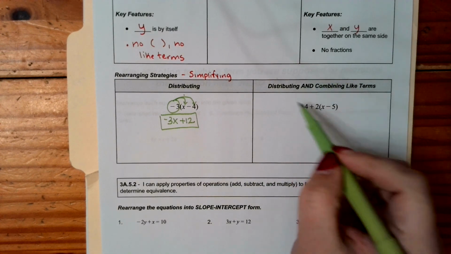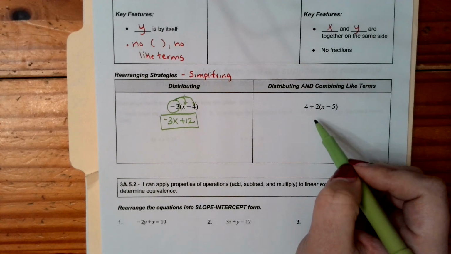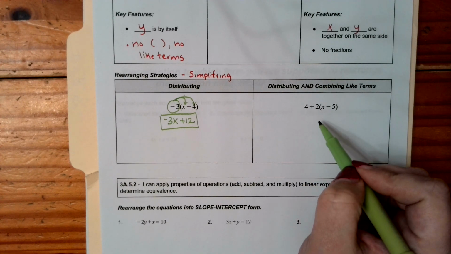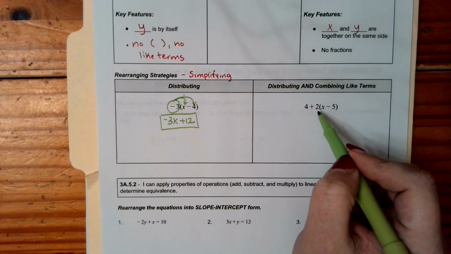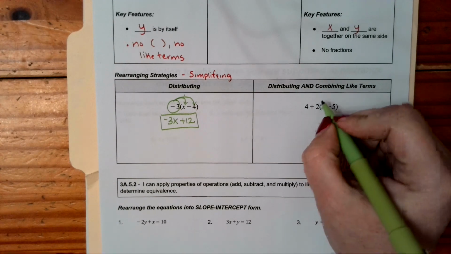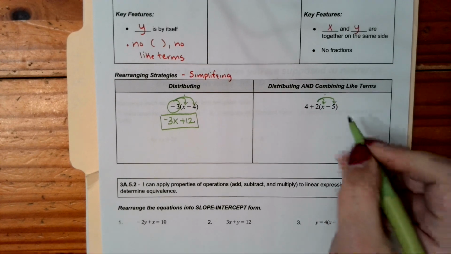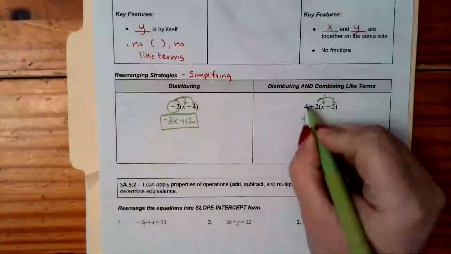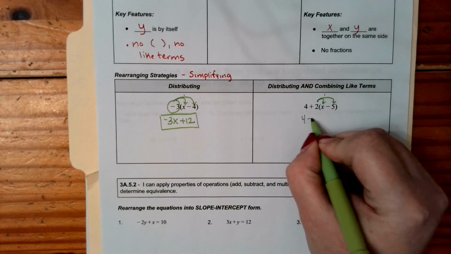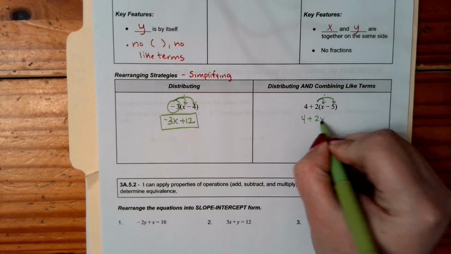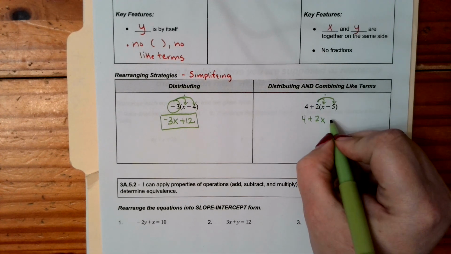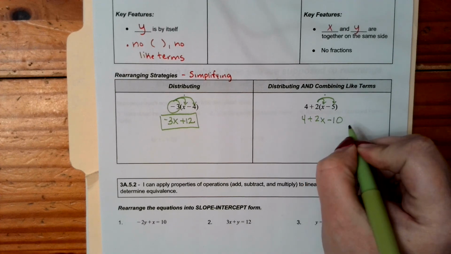In this next one, we're going to talk about distributing and combining like terms. We can see there's kind of a lot going on here. But the first thing we have to take care of, again, are those parentheses. So we're going to take the 2 and distribute it inside, which again means multiply. The 4 just stays. We're not doing anything with it. So we're going to do 2 times x, which gives us 2x, and 2 times -5, which gives us -10.